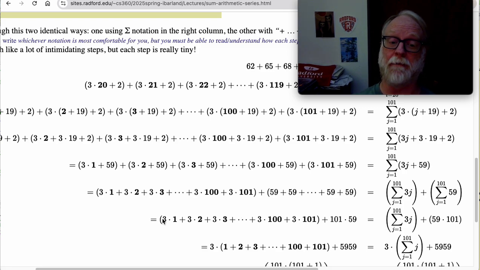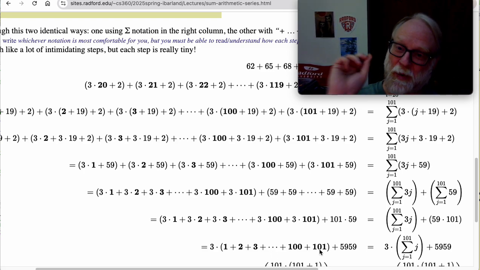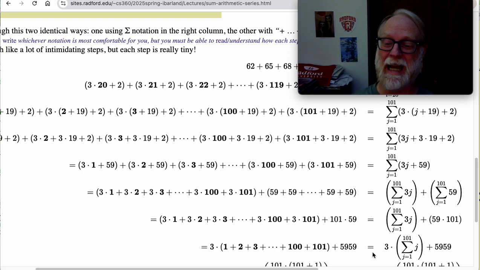Think what's happening over here. I had 3 times 1 plus 3 times 2 plus 3 times 3, and so on. I'm just pulling out that factor of 3. And I get 3 times 1 plus 2 plus 3 plus, up through 101. That's what I'm looking for. I know how to handle that. That's our one formula we memorized. So now we can go ahead and apply it.